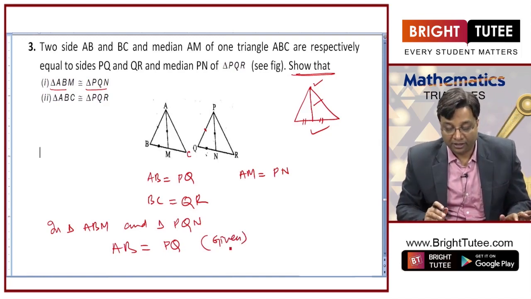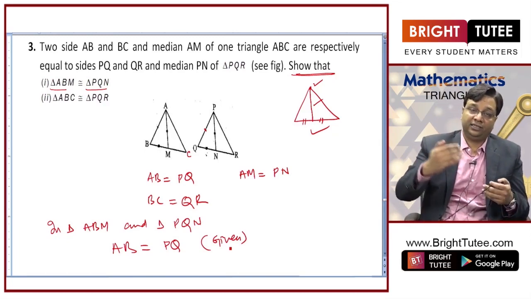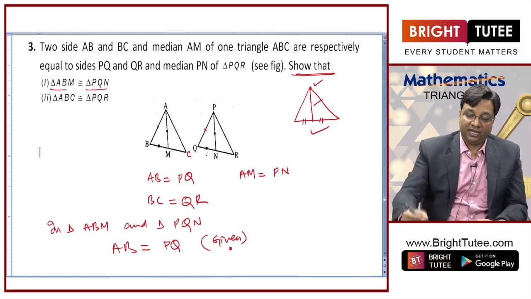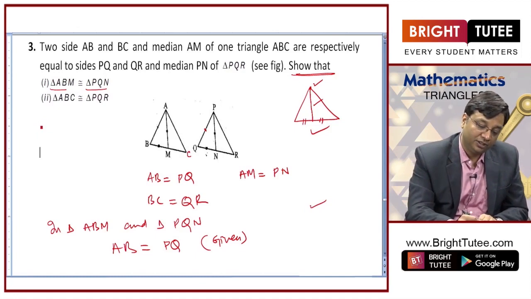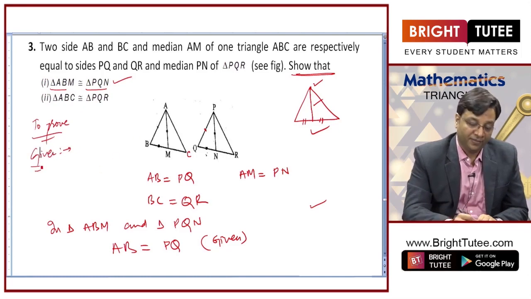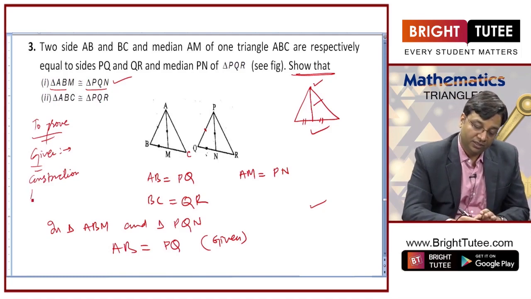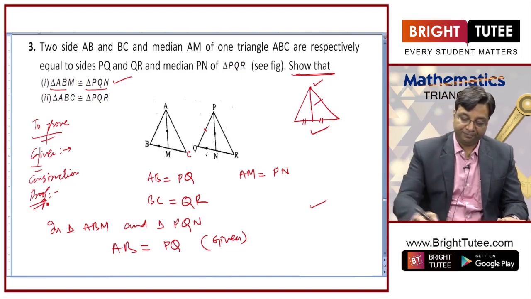And students, I want to tell you that you need to write to prove, and then what is given, and then you start your proof, okay. I am giving you the hint how to solve the question. You write all the given data, and then if you need to do any construction, you write construction. If you don't have to do any construction, you simply write proof and then start your proof, okay.